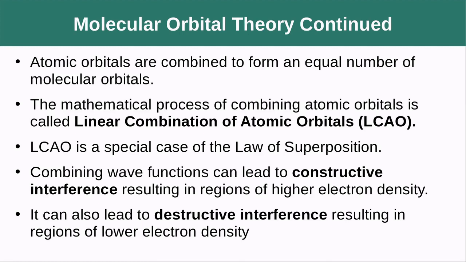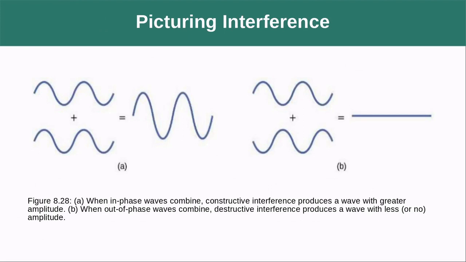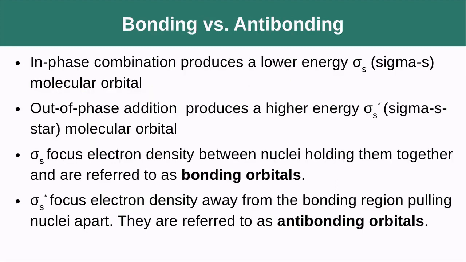Combining these wave functions can lead to constructive interference, resulting in regions of higher electron density, and it can also lead to destructive interference, resulting in regions of lower electron density, exactly as we saw for electromagnetic waves. In phase and out of phase combinations. So our in phase combinations produce lower energy sigma s molecular orbitals. The out of phase additions produce a higher energy sigma star s molecular orbital.